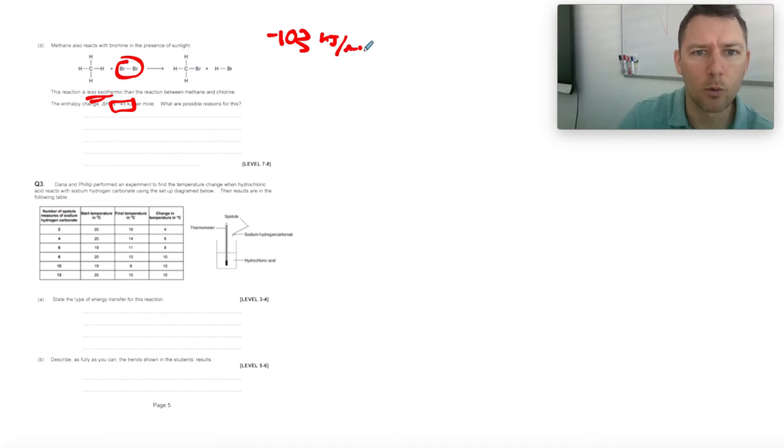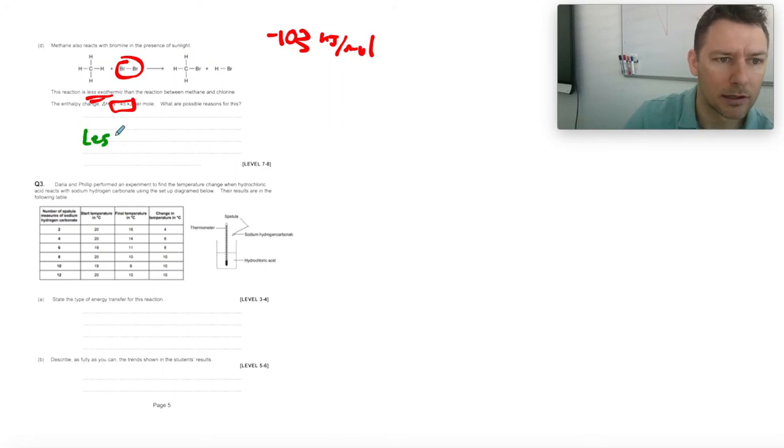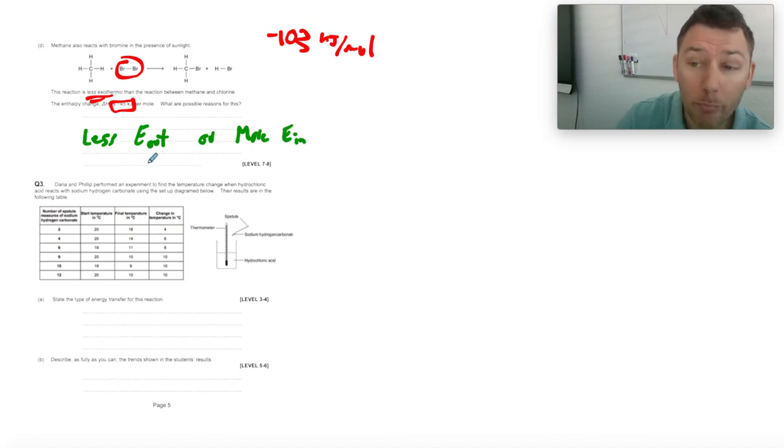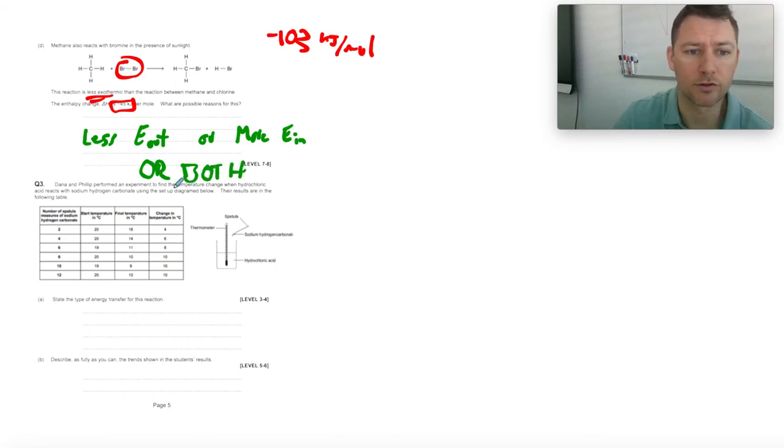So what might be the difference? Well, I'd like you to explain either that there's less energy out and reasons for that, or more energy in and reasons for that, or both. We don't know that it's just one or the other, right, without doing more research. So it's either this or both. That gets you the 8, right?